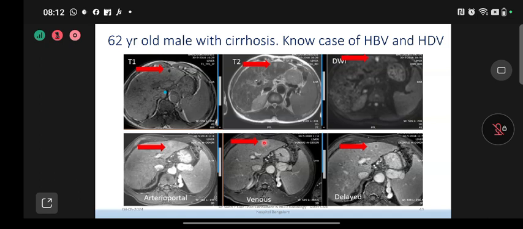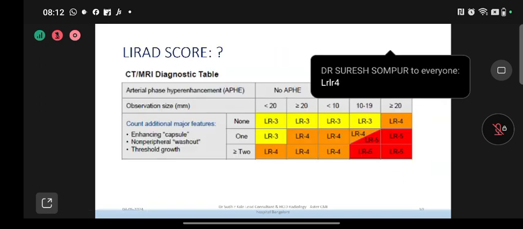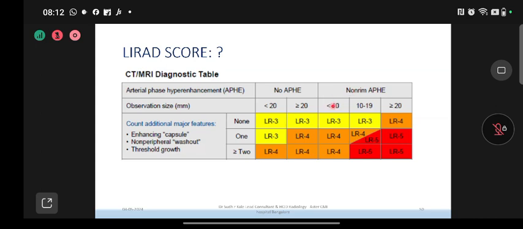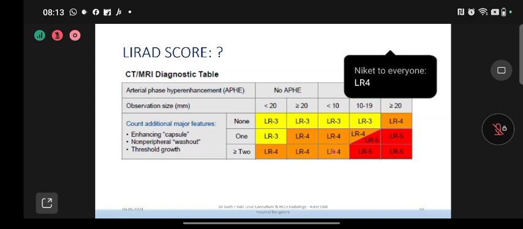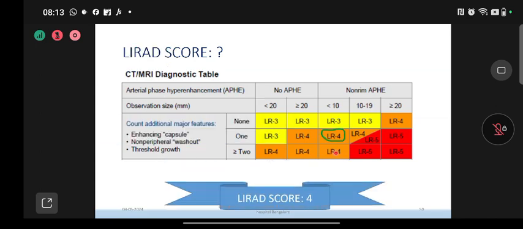It is showing arterial enhancement. Then you have a washout of the lesion. You can see the central lesion appearing hypointense, washout, and then there is a definitive capsule around the lesion, right? You can see a nice capsule around it. So what are we looking at? We are looking at an arterial phase hyperenhancing lesion, and the lesion is less than 10 millimeters in size, and here we have at least two features: an enhancing capsule and a washout. So the intersection of this row with this column comes down to LR4. Excellent. I already got the answer. So the answer is LR4, right?